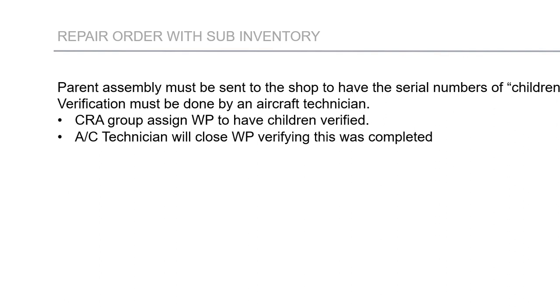Parent assembly must be sent to the shop to have the serial numbers of the children verified. Verification must be done by an aircraft technician. Have the CRA group assign a work package to have the children verified in the shop. The aircraft technician will close the work package verifying this was completed. We must be able to show that the verification was done.